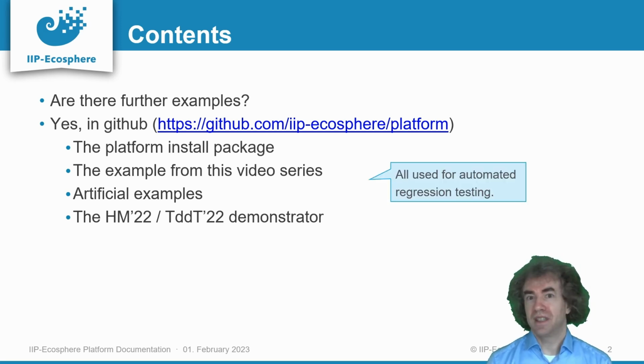All these examples are in GitHub to ease your work with the platform, but also help us to do automated regression testing because they are executed and tested on each change that we do with the bigger parts of the platform.